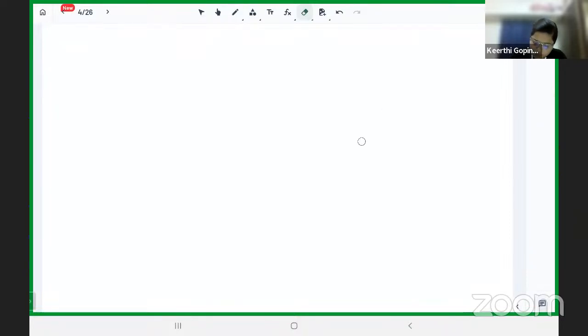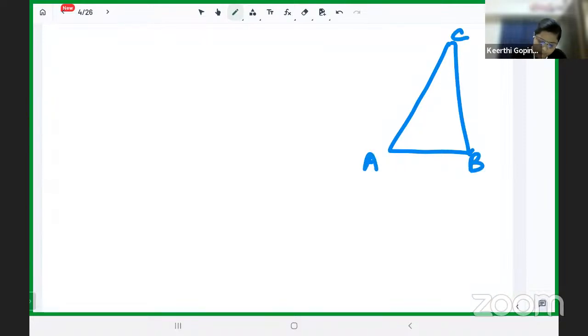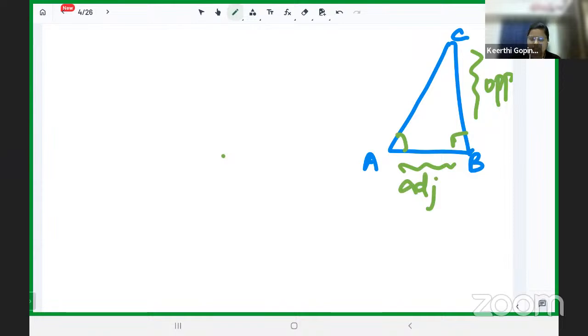So we need a triangle here, ABC, and this is the right angle. With respect to angle A, we are defining the ratio, so I am marking that angle. Now we are going to consider the two sides that we have not considered in the first and second cases. This is the opposite side and this one is the adjacent side. This one is the hypotenuse.